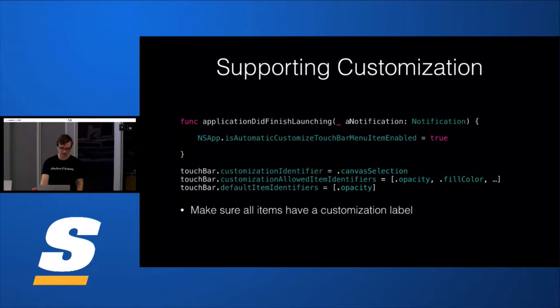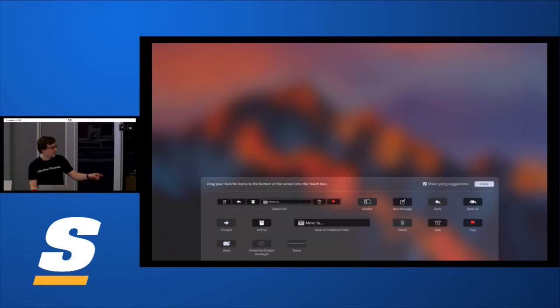Also, just make sure that all of your items have a customization label, because that's what's going to be used underneath the item in the customization UI. So this is an example of Mail. There's the default set, which is created from that default item identifiers array that you set on a touch bar instance. And then these are all of the customization allowed item identifiers.